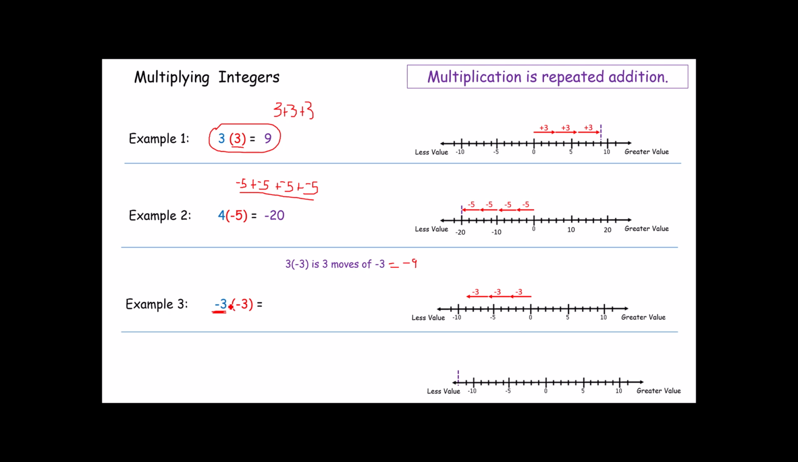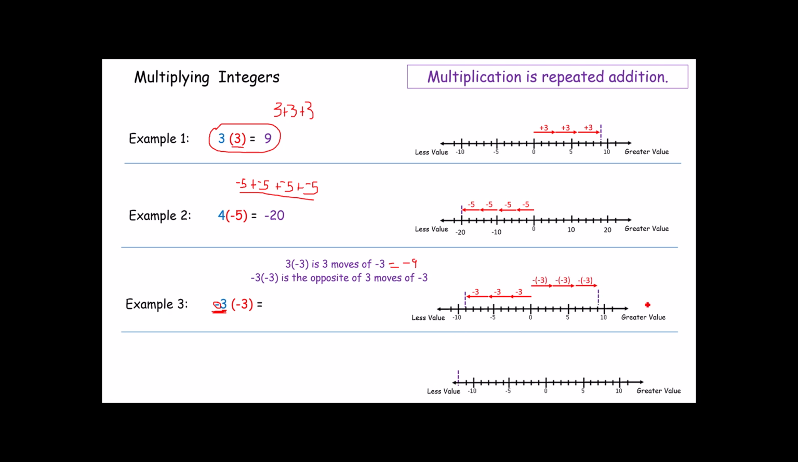Negative 3 moves. Well, here's the way I tend to look at this. If 3 moves of negative 3 is 3 moves to the left, 3 spaces, I can think of this negative sign as saying do the opposite of 3 moves of negative 3. Negative 3 times negative 3 is the opposite of 3 moves of negative 3. It would look like this.